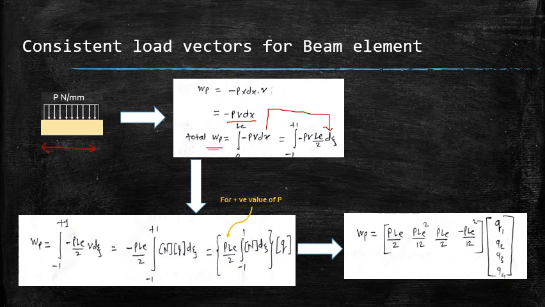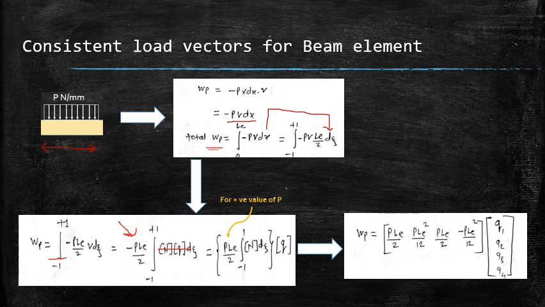Upon solving, we can find out this work potential becomes integral minus 1 to plus 1 minus p LE by 2 into v d zeta. So again the intensity of UDL is assumed to be constant, length is constant, so I will take it outside this integral, and inside the integral this v will be represented as nq. So this work potential becomes minus p LE by 2, minus 1 to plus 1, these are the limits of integration, and this integration has to be performed on the product of these two matrices n into q.